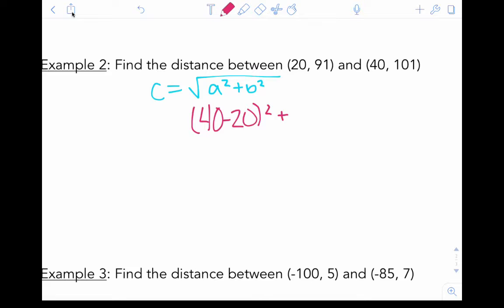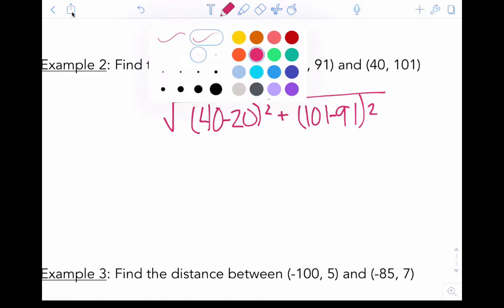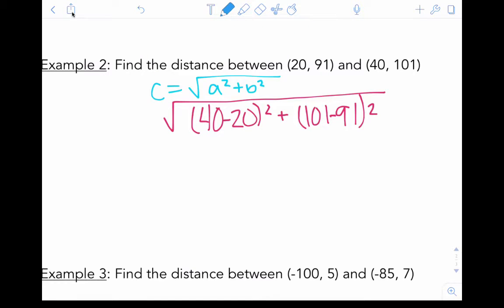Plus b, which is my largest y minus my smallest y. So 101 minus 91. And I'm going to square that. And then I have a square root over that whole thing. Next, I'm going to work inside my parentheses. So I'm going to take 40 minus 20, which is 20, and I'm going to square that. And then 101 minus 91, which is 10, and I'm going to square that. And I have a square root over all of it.